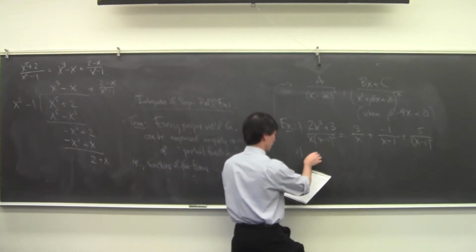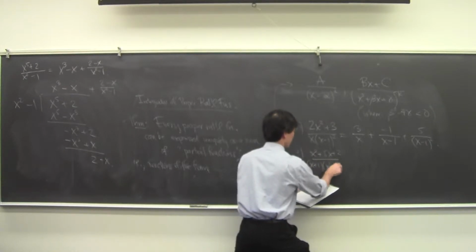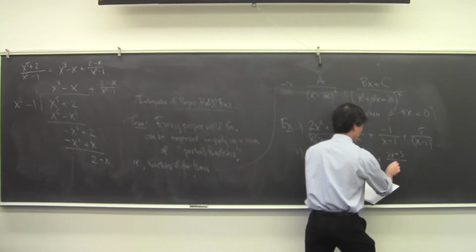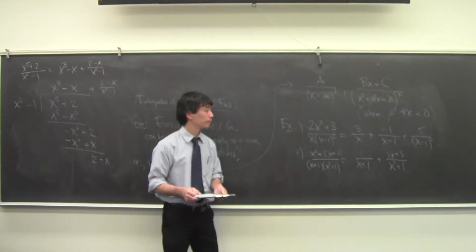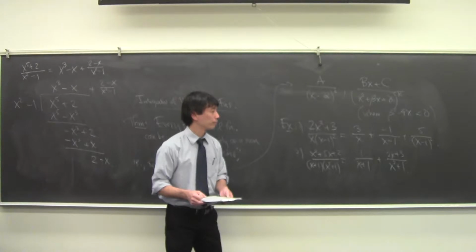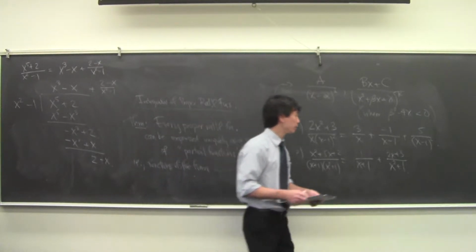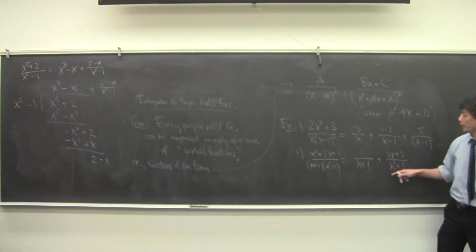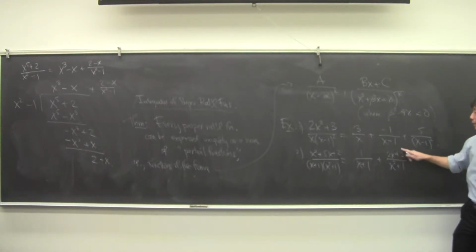I'll put up a few examples. (x squared plus 5x plus 2) over (x plus 1)(x squared plus 1) turns out to be the same as 1 over (x plus 1) plus (2x plus 3) over (x squared plus 1). So again, you've got this proper rational function, and you can express it as a sum of partial fractions. Here's one of these guys, from the first form, the guys with the linear terms on the bottom. This one is of the second form, the guys with the quadratic terms on the bottom.